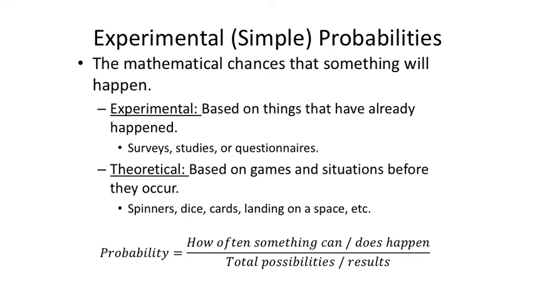So we've seen this slide before, I think during the first lesson of this unit. And the main difference between experimental and theoretical probabilities is that experimental means it's based off of something that has already happened. So on the bell work, when we were looking at how many outcomes there are with tossing 3 coins, that is theoretical because we didn't actually toss any coins.